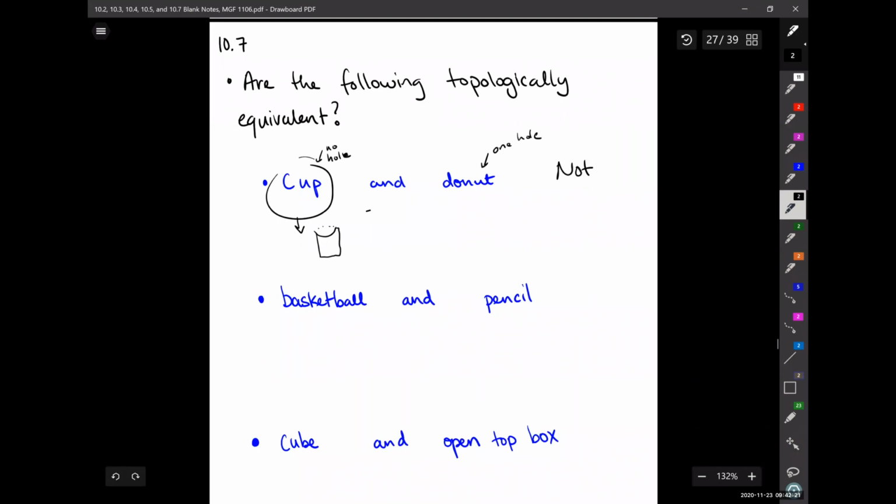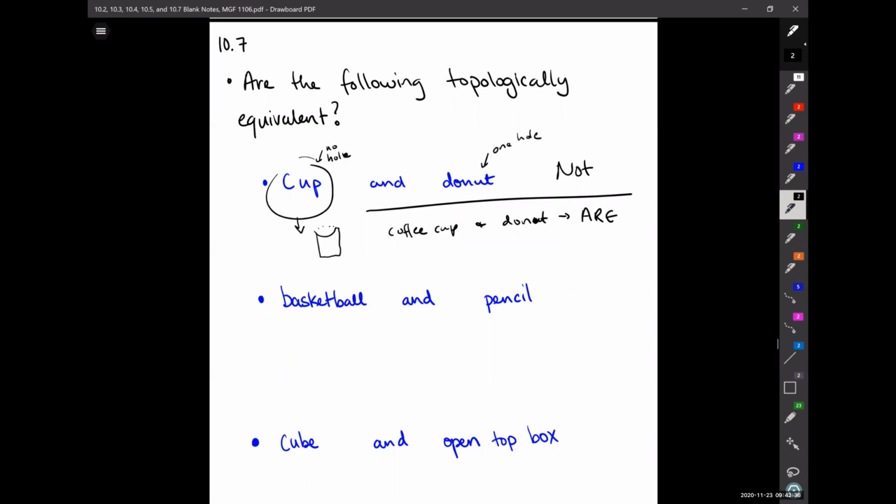But if we make one improvement and instead of cup, we say coffee cup and donut, then they are. Does that distinction make sense? Because it's really the handle of the coffee cup that's making it topologically equivalent.